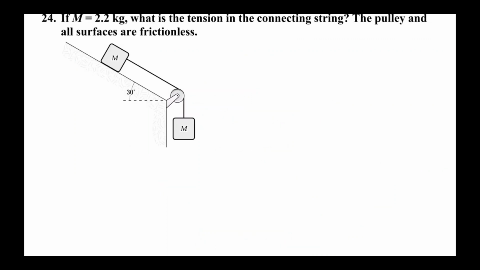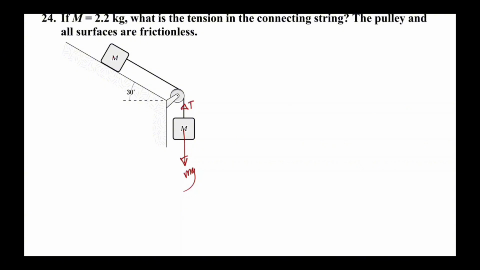If M equals 2.2 kilograms, what is the tension in the connecting string? The pulley and all surfaces are frictionless. Now, here's the situation. We would like to calculate the tension in this one here. We have system 1 and the free body diagram for this one, mg, and we have here tension.